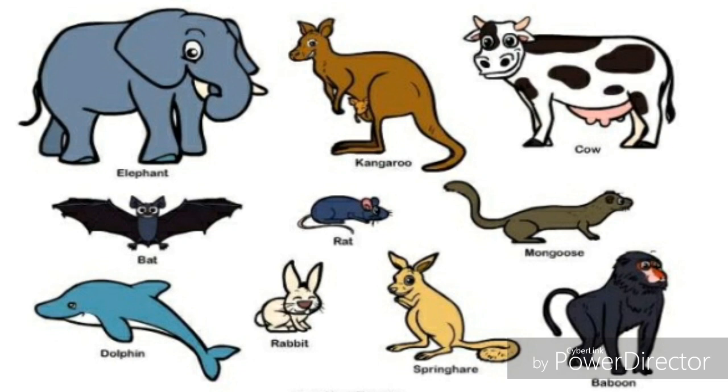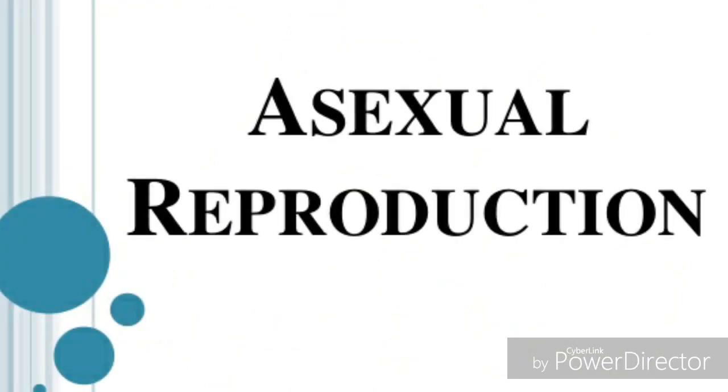Students, the animals that you see here are all mammals. Mammals are highly evolved in the animal kingdom. And mammals are viviparous, which means they give birth to young ones directly after completing the gestation period. Students, the gestation period is the time required for the baby to grow in the mother's womb. In the case of humans, it is a 9 months period.